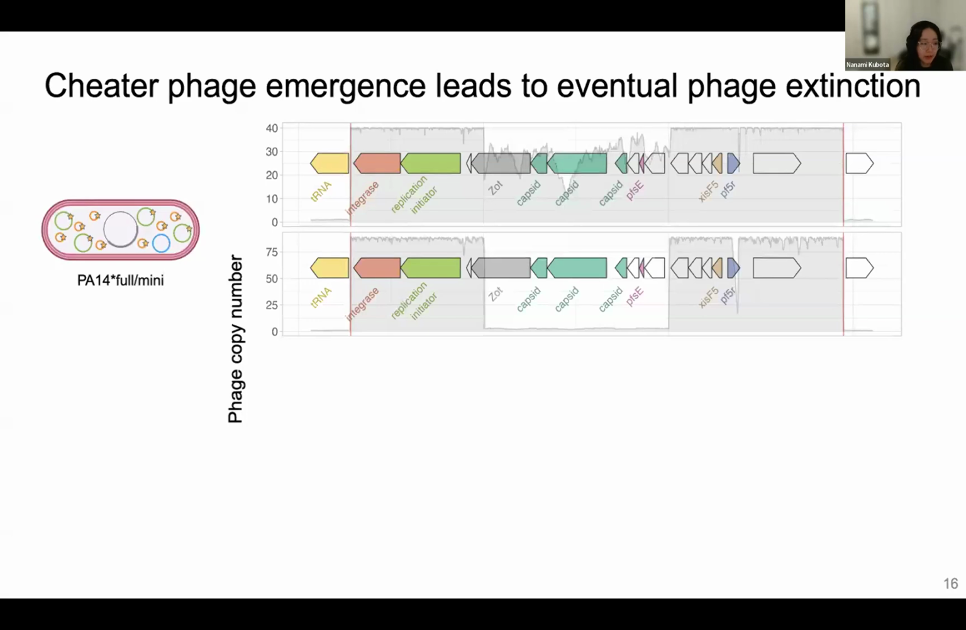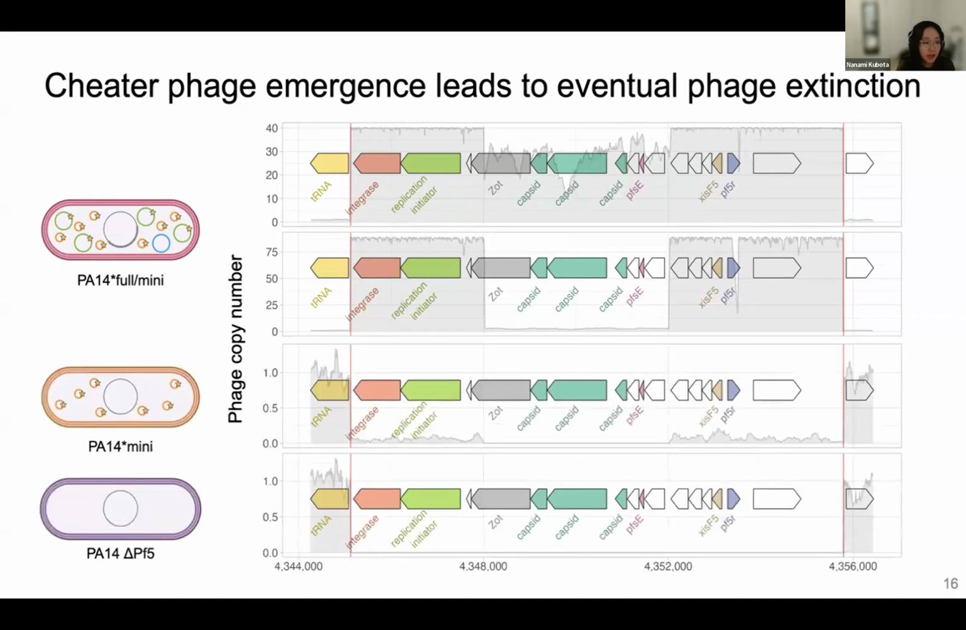So going back to my read death, we see our cheater emergence. What's interesting, though, is subsequent overnight cultures of these bacteria lead to phage extinction. And what we think is happening is as the bacteria divides, the daughter cells don't inherit both full and mini copies. They can inherit only mini phages by chance, especially if you have a proportion skewed towards mini phages. The chances of the daughter cells just inheriting mini phage goes up.